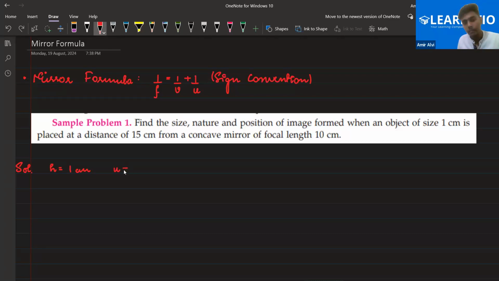-15. Very good, Adish. So it is -15. Okay.